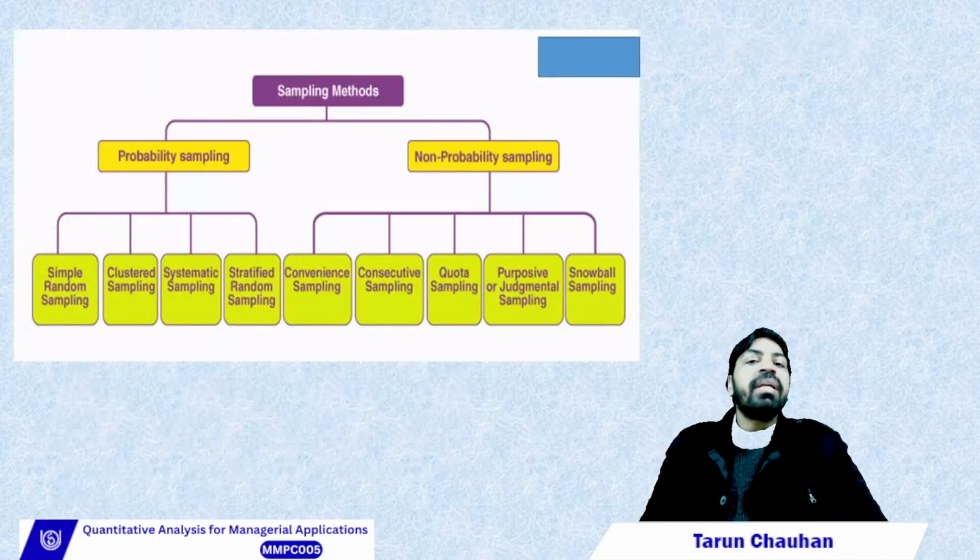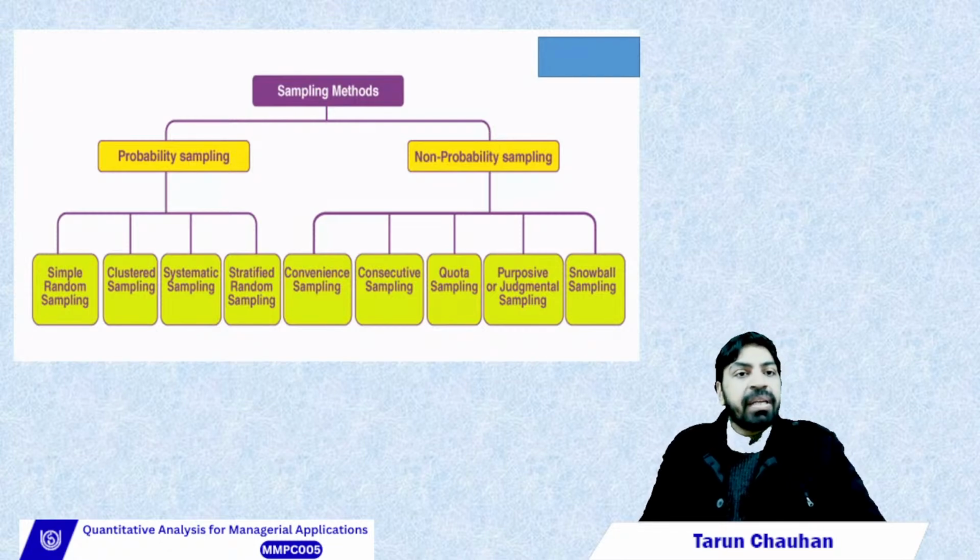So these are the sampling methods. They're categorized into two groups. The first one is probability sampling, and the second one is non-probability sampling. Probability sampling is again subcategorized into four parts: simple random sampling, cluster sampling, systematic sampling, and stratified random sampling. Non-probability sampling is categorized into five types: convenience sampling, consecutive sampling, quota sampling, purposive or judgmental sampling, and snowball sampling.